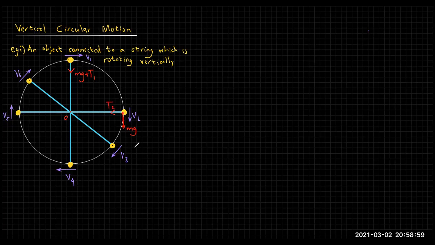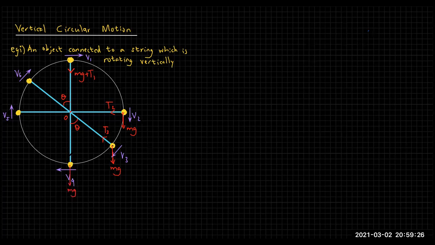T2. And here I will take this angle as theta. This angle is theta. That means this angle is also theta, vertically opposite angle. There will be mg acting downwards like this. And there will be a tension acting towards the center, T3, like this. And here, careful, mg will be downwards.